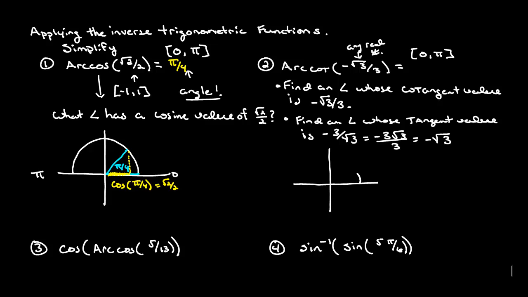From 0 to pi, we want an angle whose tangent value is negative. So it's got to be negative, so we're looking in quadrant 2. And we want square root of 3, so that's the steeper of these guys. And so that's going to be at 2 pi over 3. So this will be 2 pi over 3.